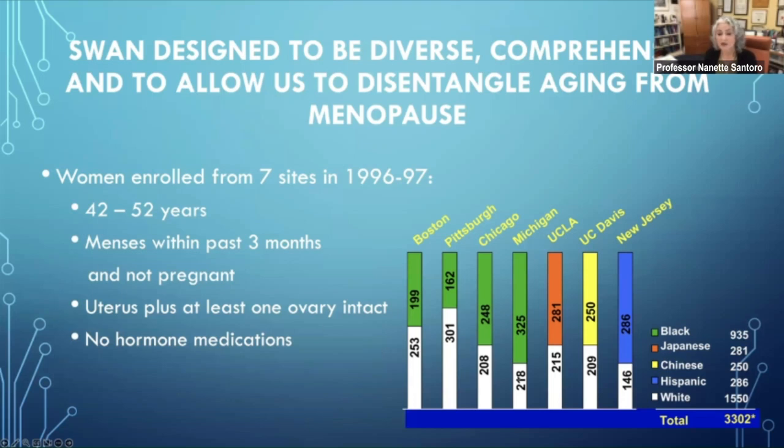We recruited a sample of white women, you can see on the bottom, from all 7 sites, Black women from 4 different sites around the country. And this is important because the Black women in SWAN really have a variety of social determinants of health. These populations are all a little bit different from each other. UCLA recruited Japanese American women, UC Davis recruited Chinese women, and New Jersey recruited Hispanic women, which were mostly Caribbean, South American, Central American, but not Mexican.